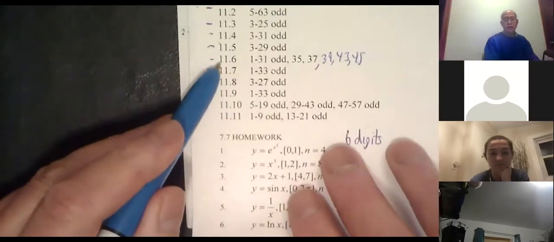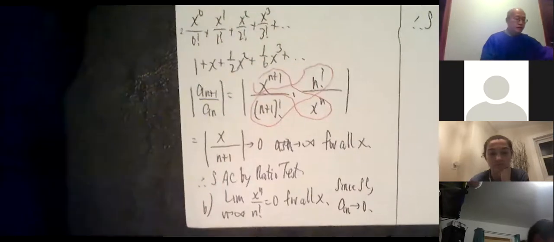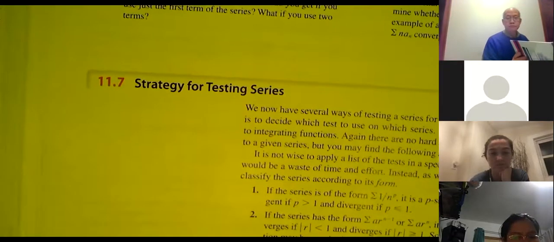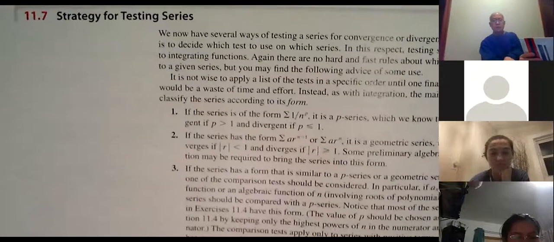Okay. So the big thing was to make sure I covered 11.6. 11.7, I can just show you quickly what it's all about. It just says strategy for testing series. In other words, it's a review of all the stuff that we've seen before. So they give you some pointers. So it's nothing new.